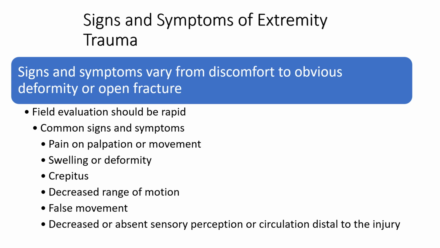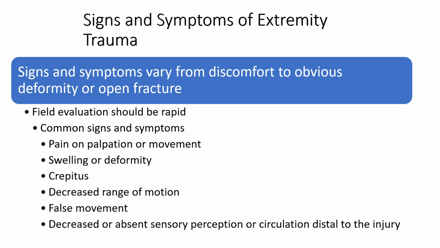Field evaluation should be rapid, not spending much time, like trauma. We're trying to stay on that 10-minute golden window. Things that we're looking for: pain on palpation or movement, swelling, deformity, crepitus, that grinding of the bones, decreased range of motion, and false movement. Something's moving like it shouldn't.